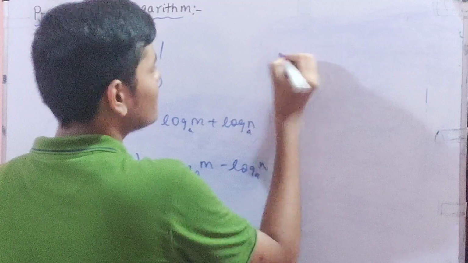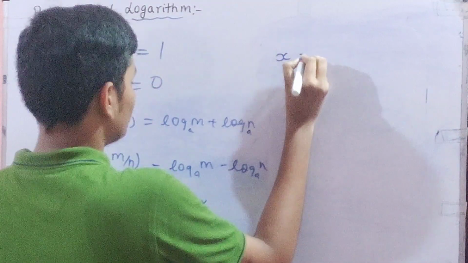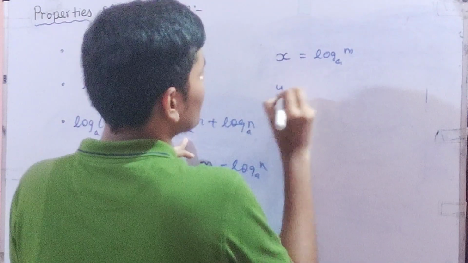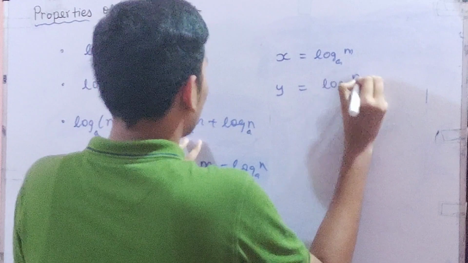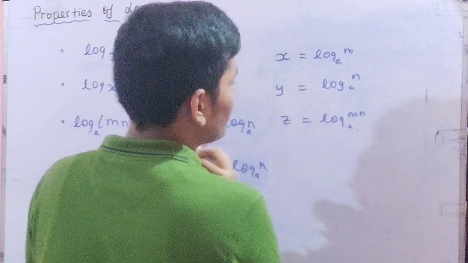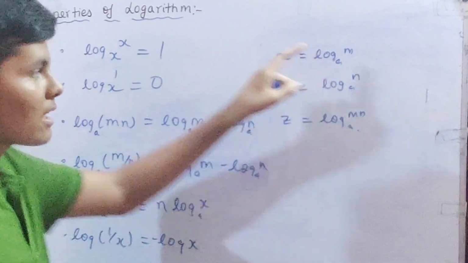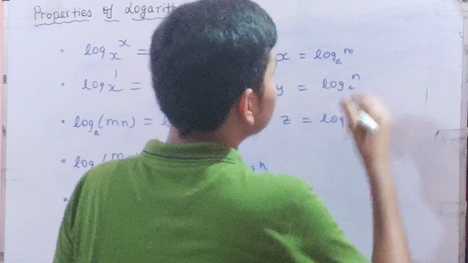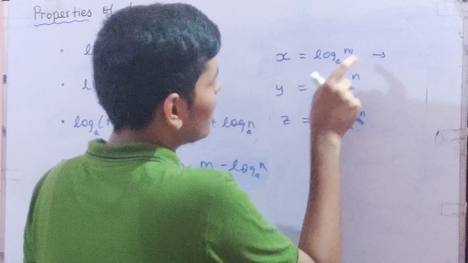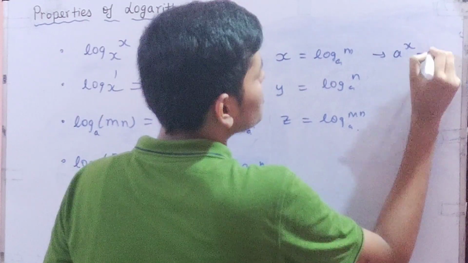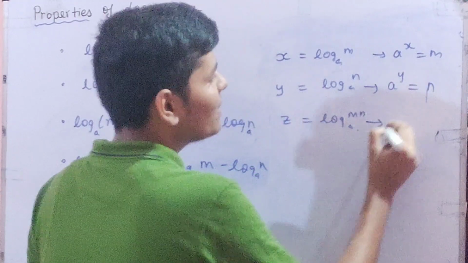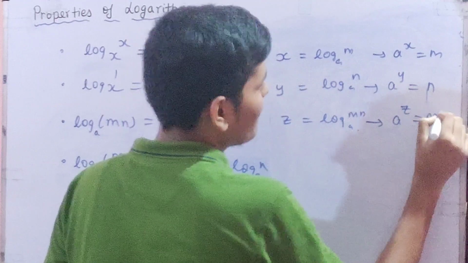We know that we can take an example of x equals log m to the base a, y equals log n to the base a, and z equals log mn to the base a. Now after taking the antilog of this, a power x is equal to m. From here we can say that a power y is equal to n, and a power z is equal to mn.